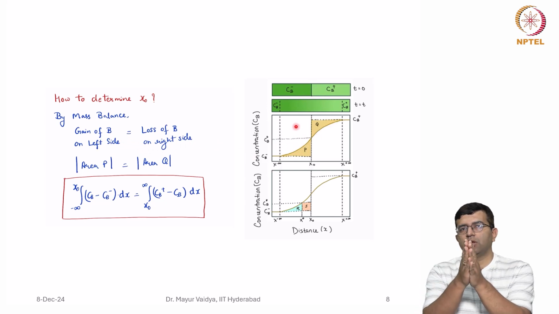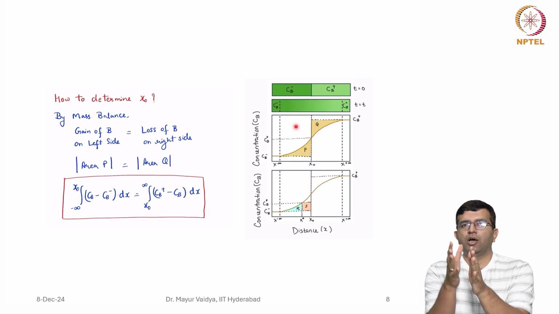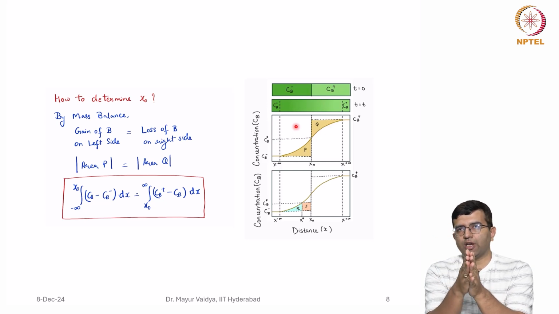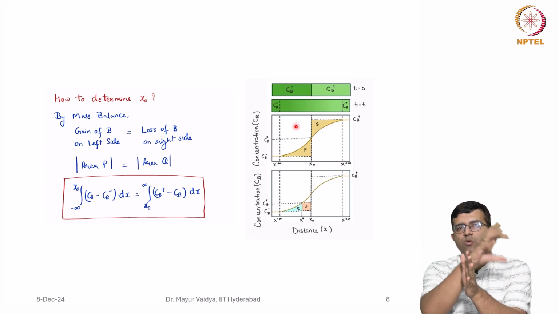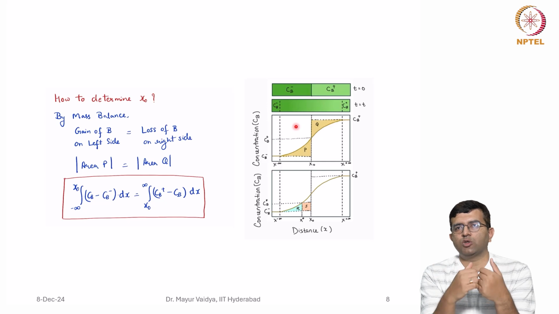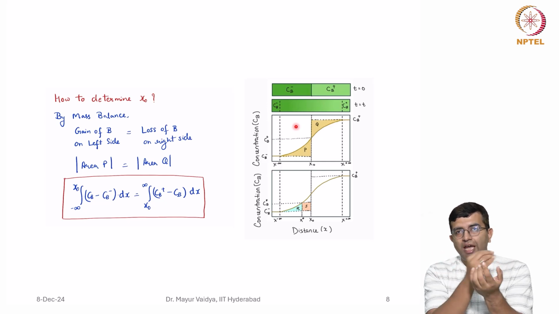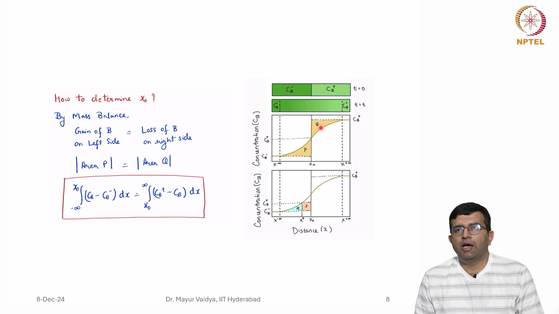That means across the Matano plane, across the initial contact plane, whatever B was there, which came to the other side, the loss is equal to the gain. We assume that there was no evaporation or no new reaction that happened. So graphically you can see that this loss is represented by this area P, the gain is represented by this area Q, and area P is equal to area Q. If we can equate those areas, this will give us the value of x naught.